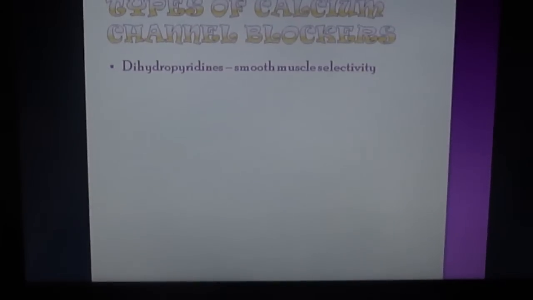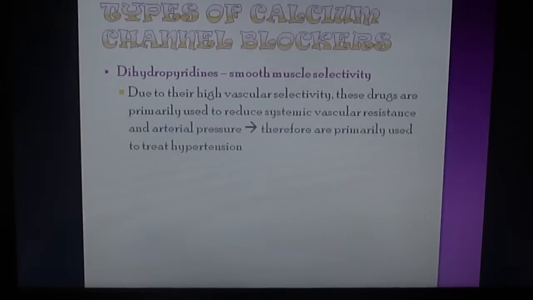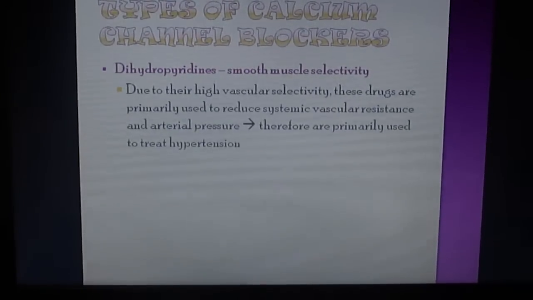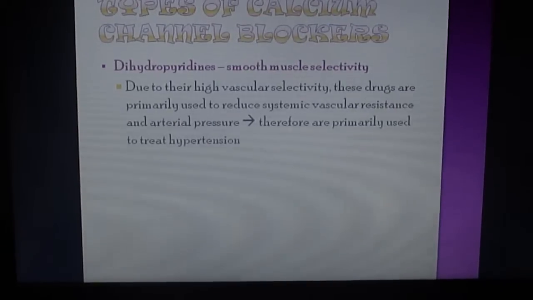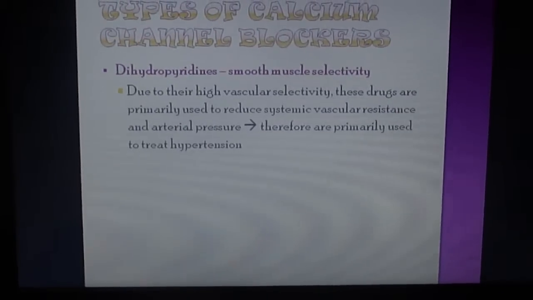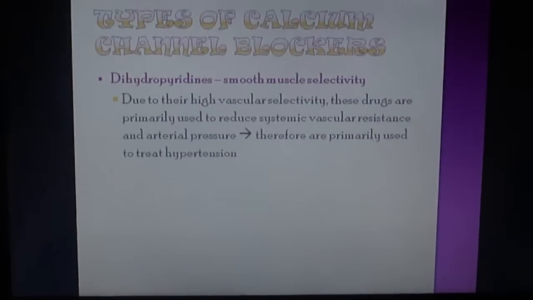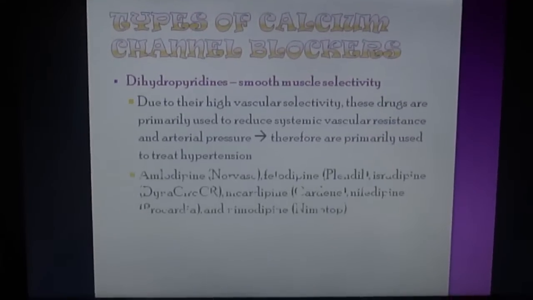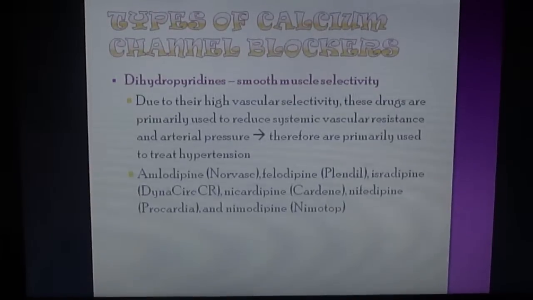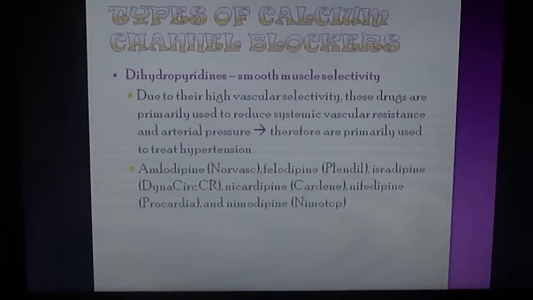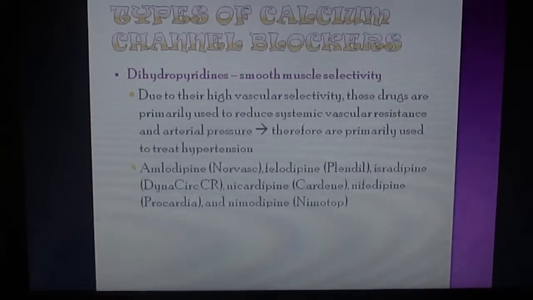There are mainly three types of calcium channel blockers. The first one is dihydropyridines, and it's highly selective for smooth vascular muscle. These drugs are primarily used to reduce systemic vascular resistance and arterial pressure, and therefore they're primarily used to treat hypertension. Examples of this would be amlodipine and nifedipine.